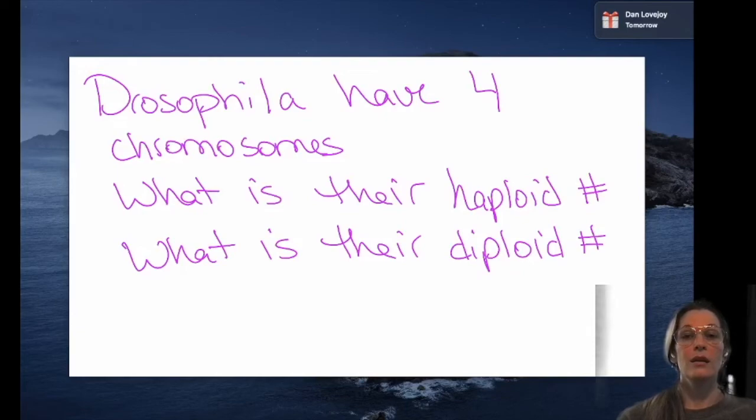And then Drosophila, the fruit fly, which is the subject of so much investigation, a model species, which you have read about and are going to be doing a lot of genomic investigation using their genome. They have 4 chromosomes. So what is their haploid number and what is their diploid number? Go ahead and pause, and then the answer will pop up in a second.